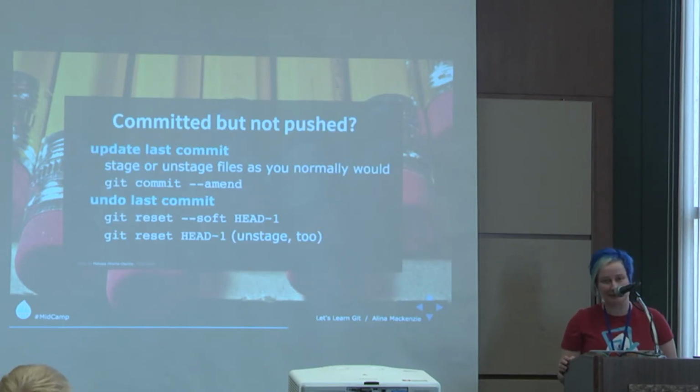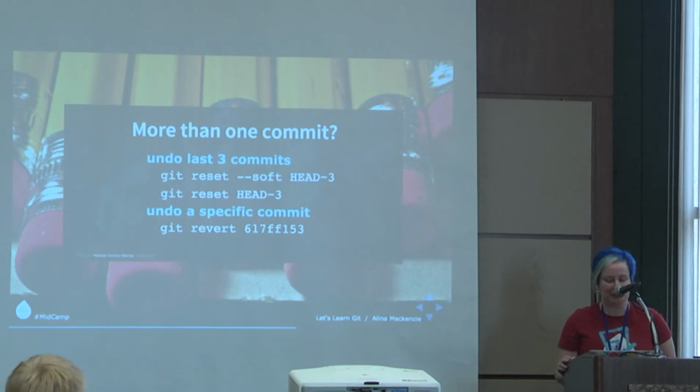Okay, but what if you already committed but not yet pushed? Well, you can update the last commit always. It's really easy. Just stage or unstage files as you would normally do, and then do git commit --amend, which will amend the very last commit. You can also undo the last commit if you want with git reset --soft HEAD~1, or git reset HEAD~1 to also unstage. But if you want to undo more than one commit, you can just do that same command, but after the tilde, put the number of commits that you want to go back.